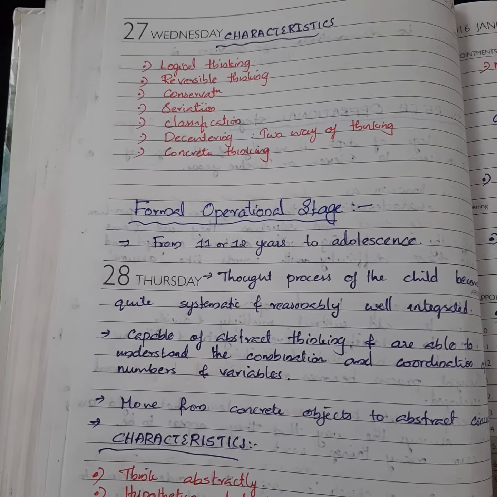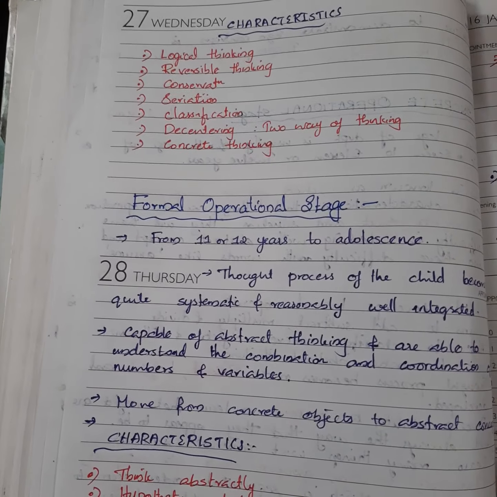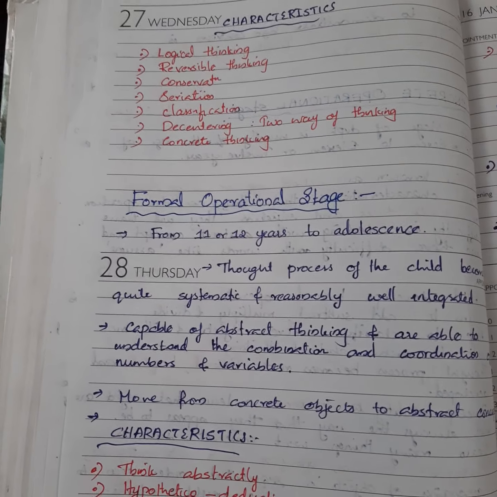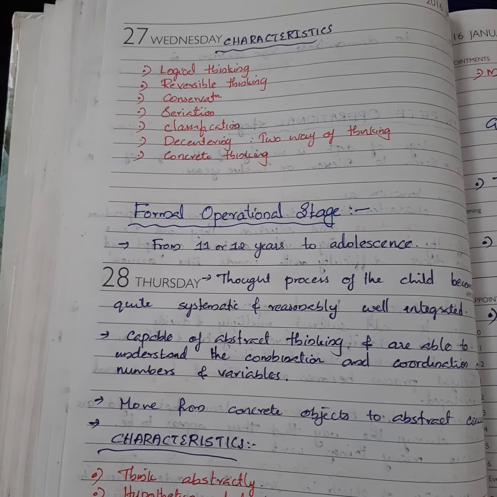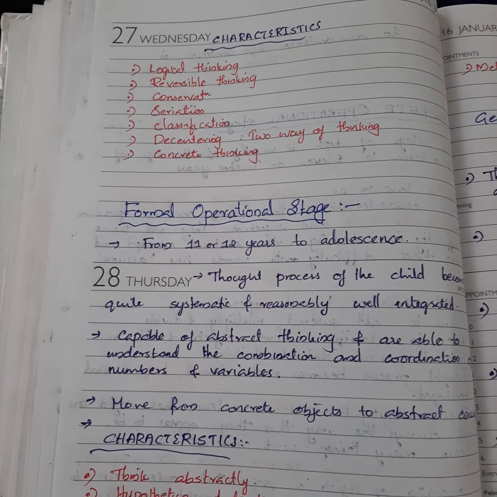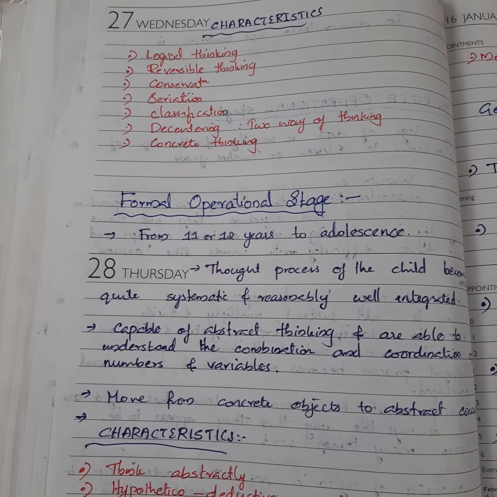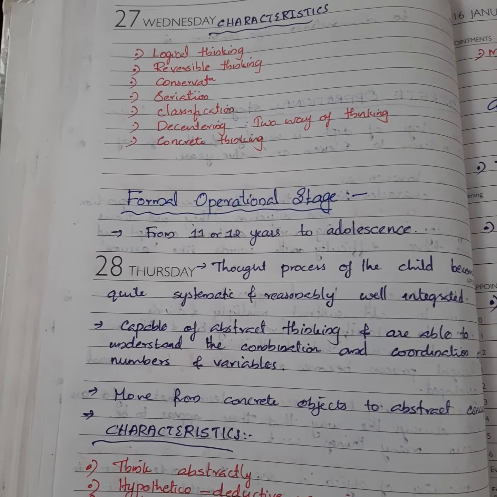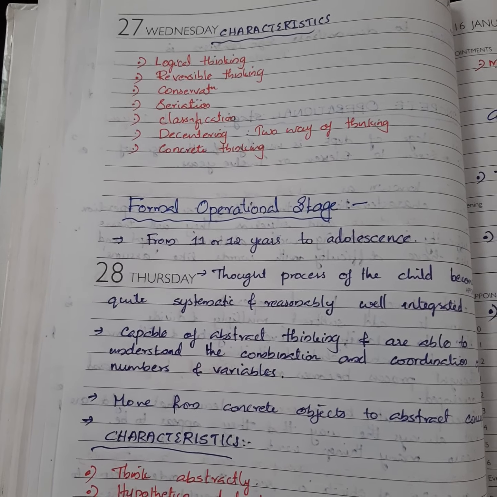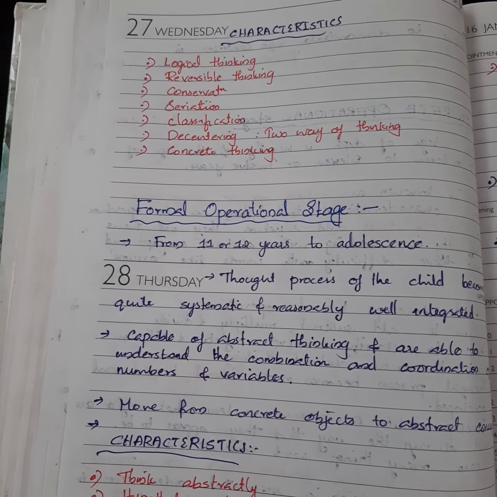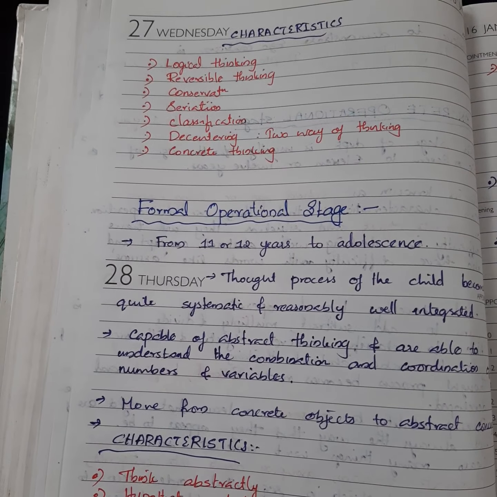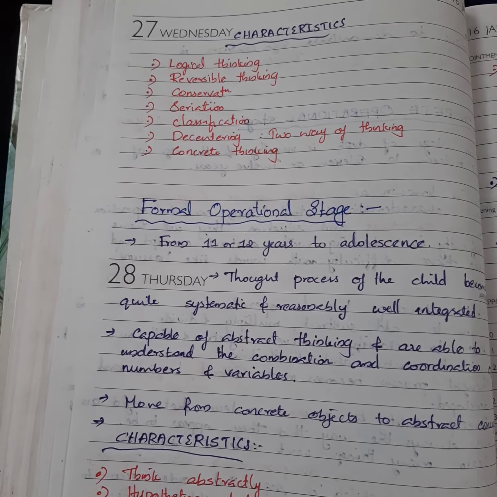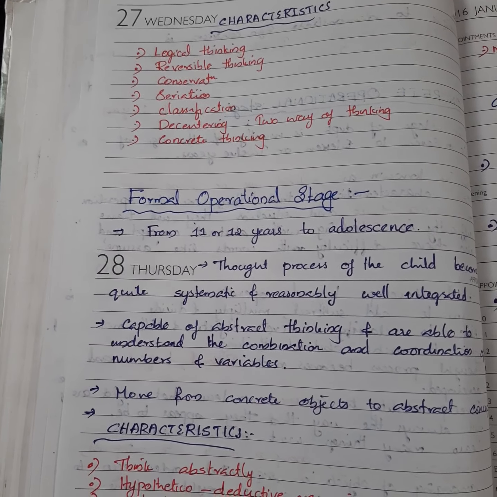Now let's move on to the characteristics of concrete operational. That is, first one is logical thinking. Next is reversible thinking. Third is conservation. Fourth is seriation. Fifth is classification. Sixth is decentering. That is two way of thinking. In the last stage, we talked about centration, that is one way of thinking. In the case of concrete operational, here the characteristic is decentering, that is two way of thinking. Last characteristic is concrete thinking. These are the characteristics of the concrete operational stage.